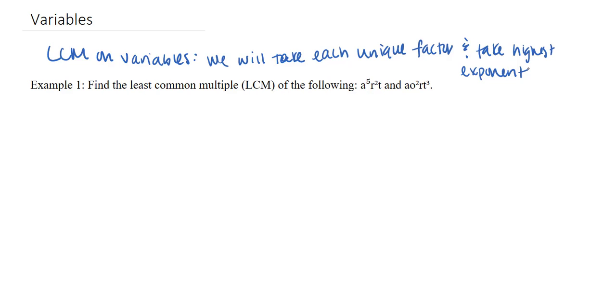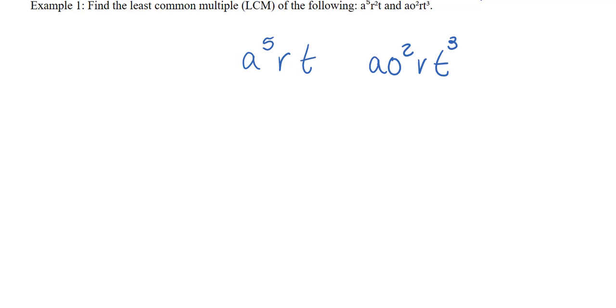We're going to find the least common multiple from the following. So we have a to the fifth r squared t, and we also have a o squared r t to the third. I just like to rewrite it because it helps me. Now let's find all the unique factors. So we have a, we also have o, r, t. Those are the unique factors.